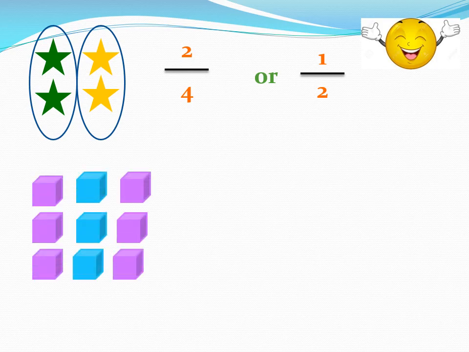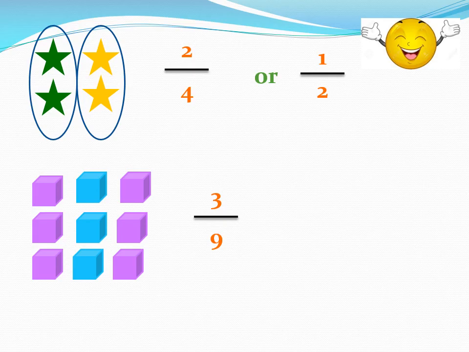Another example, here I have some cubes and I want to write a fraction. The first step, I will make a line. Under the line, I will write the total of cubes. Here I have 1, 2, 3, 4, 5, 6, 7, 8, 9 cubes. Above the line, I will write how many blue cubes. 1, 2, 3, 3 blue cubes.